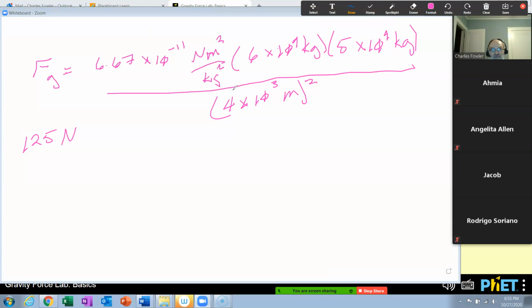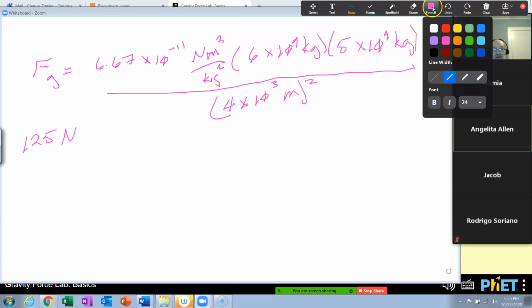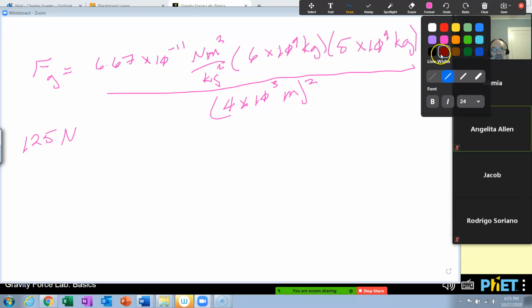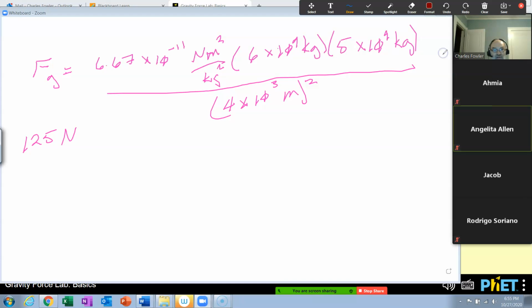Now, let's go to a new color. You want me to surprise you again? Okay. I want to go with this dark reddish brown. Okay.